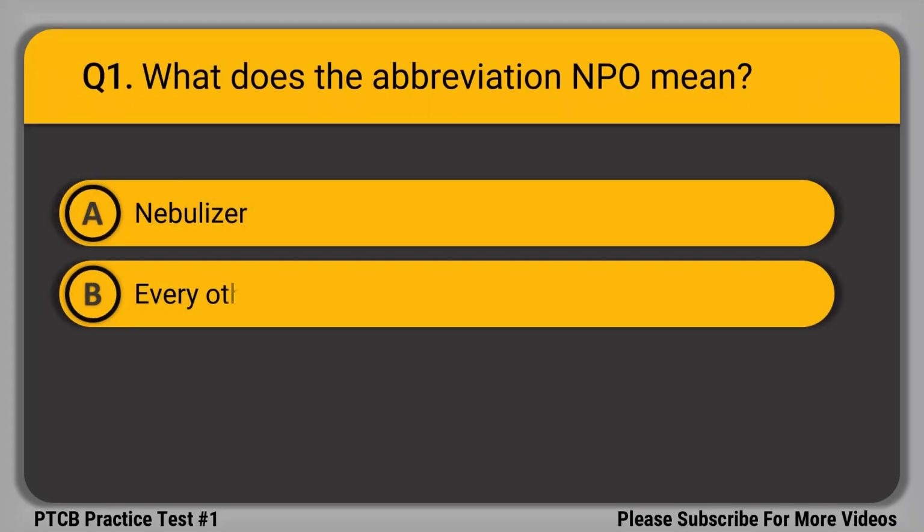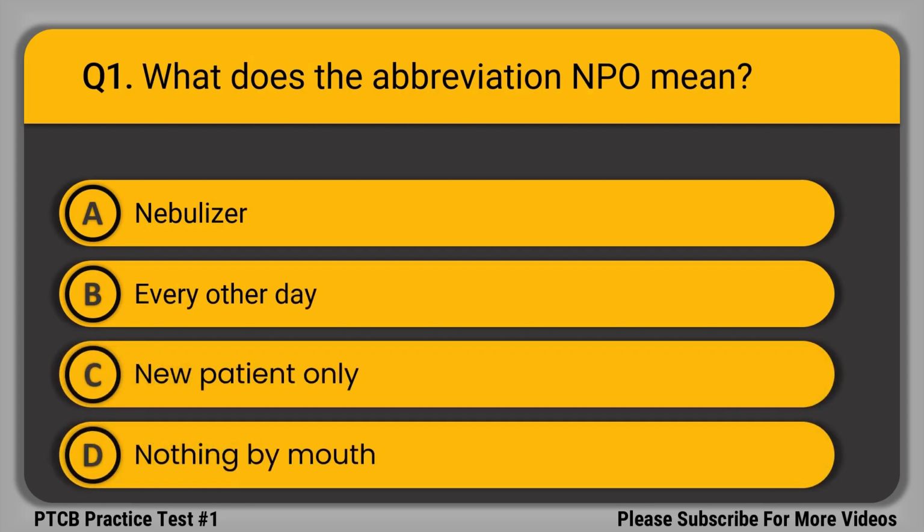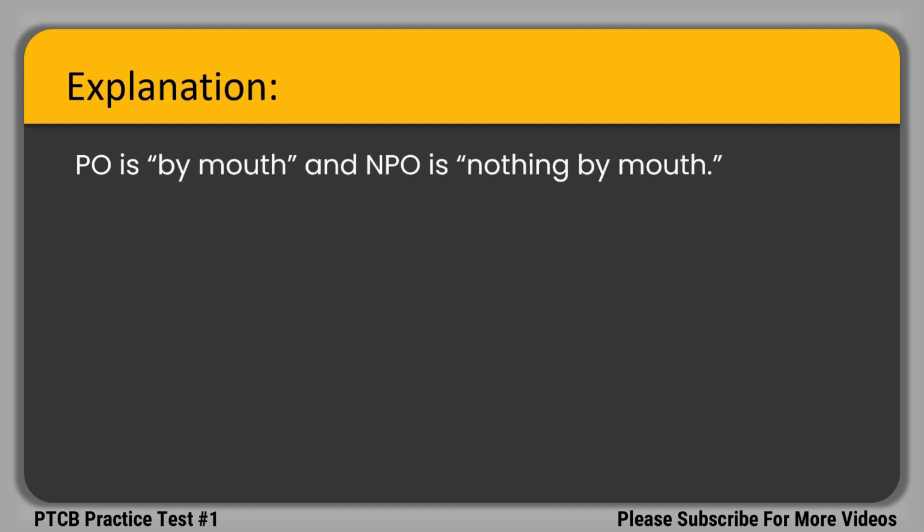Question 1. What does the abbreviation NPO mean? A. Nebulizer. B. Every other day. C. New patient only. Or D. Nothing by mouth. D. Nothing by mouth. PO is by mouth and NPO is nothing by mouth.